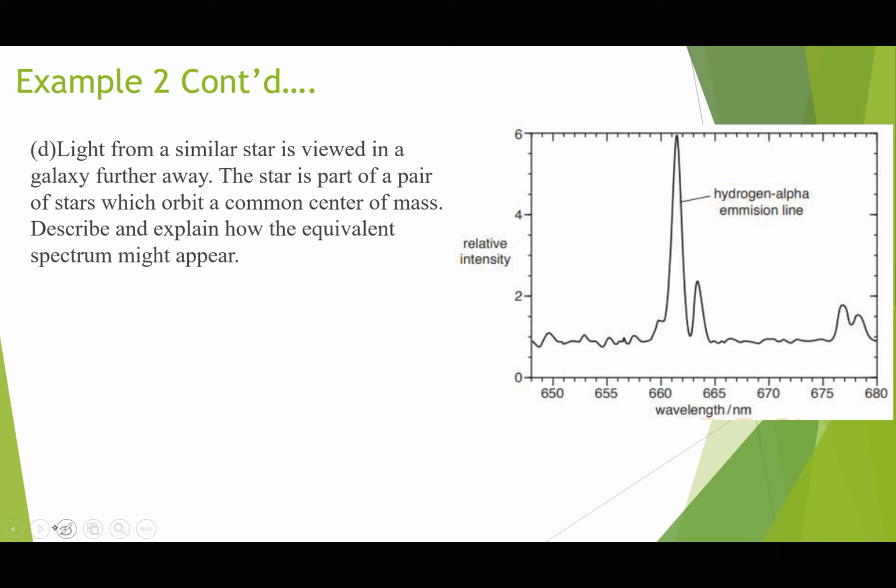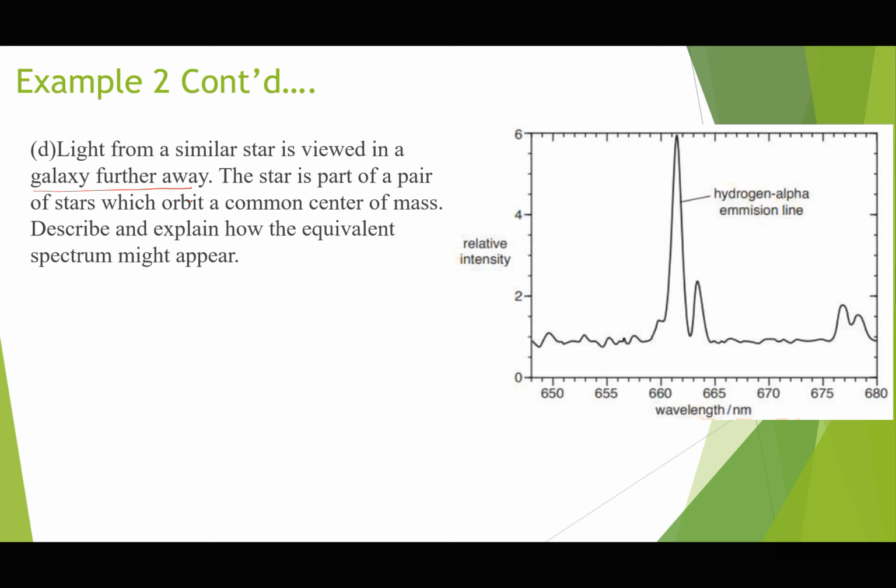Part D, it is still continuing. Light from a similar star is viewed in a galaxy farther away. The star is part of a pair of stars which orbit a common center of mass. Describe and explain how the equivalent spectrum may appear. So there's light from a similar star, but it is viewed from a galaxy which is farther away. That means it's going to be more redshifted.